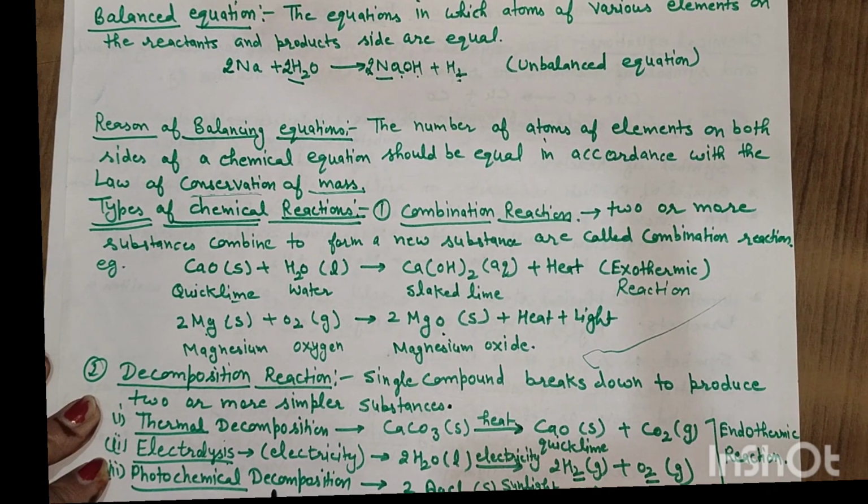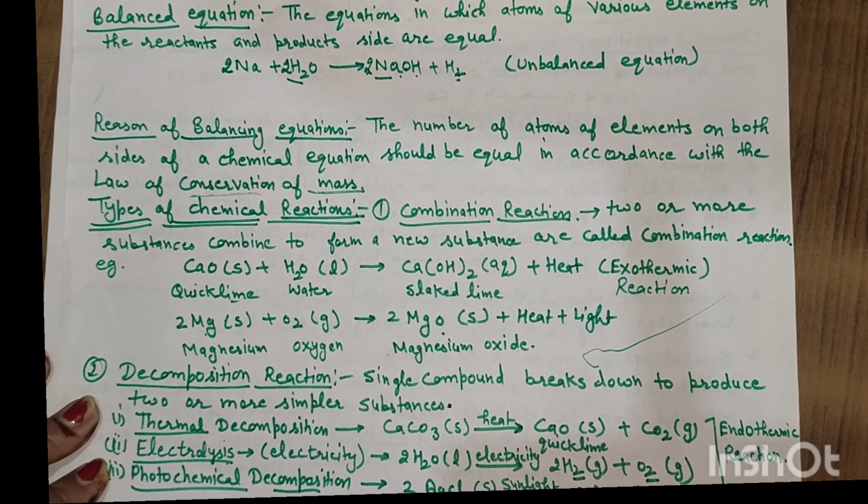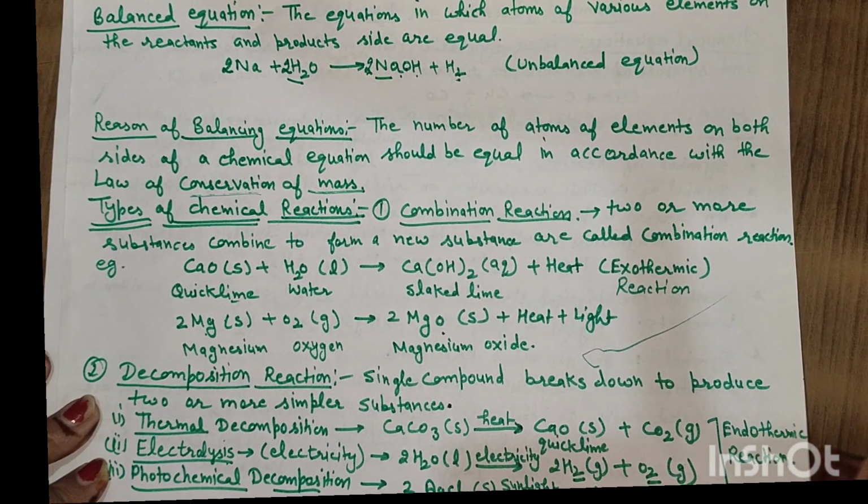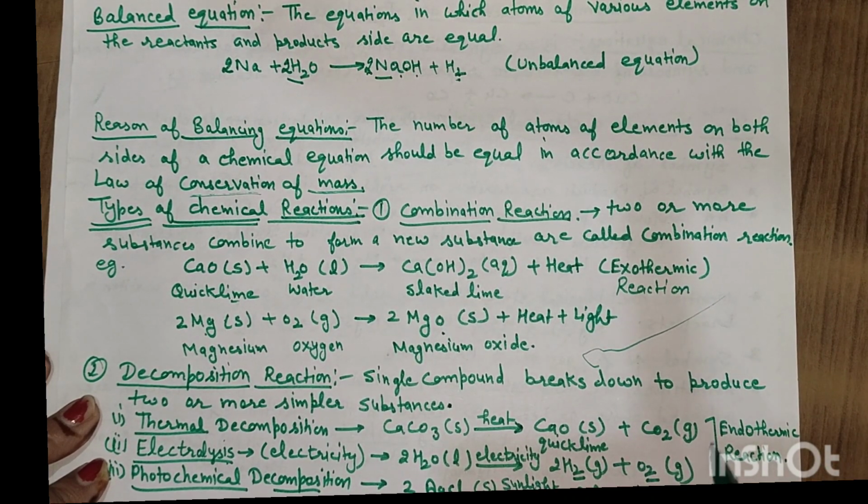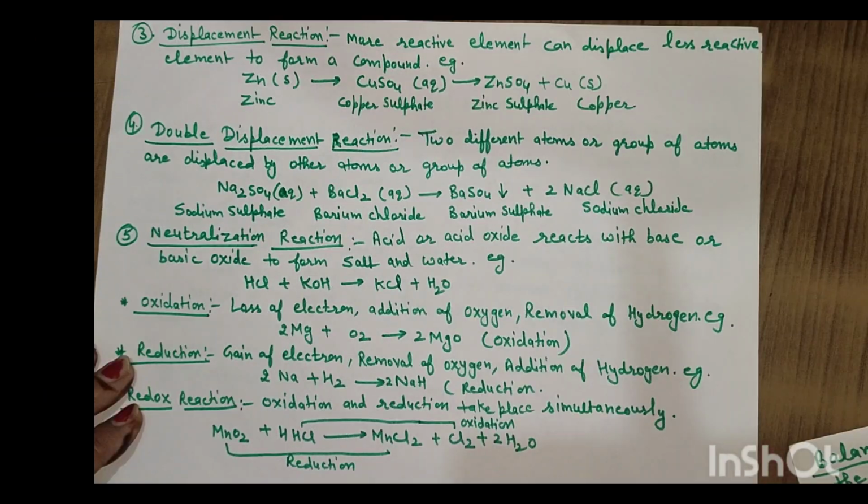Photochemical decomposition. Photochemical means with the help of light. When you take AgCl, silver chloride, and it absorbs sunlight, then it decomposes into silver and chlorine. This is photochemical decomposition, and in all these three processes, heat, electricity and sunlight, energy is absorbed. Those reactions in which energy is absorbed are called endothermic reactions.